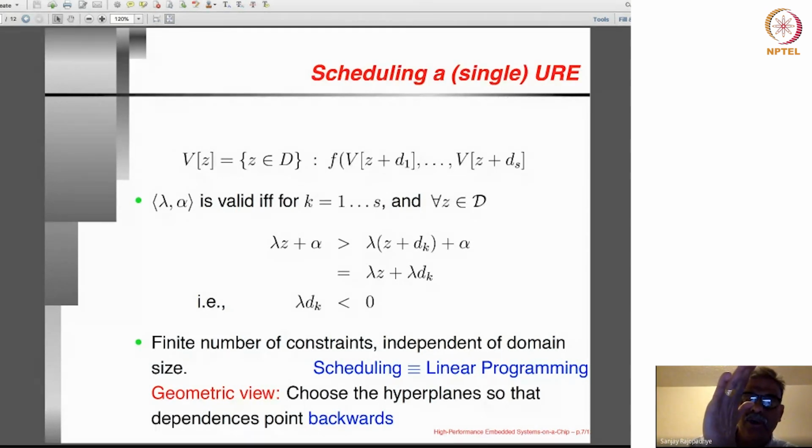Here is the hyperplane, here is its normal vector coming out. And the constraint is basically that all these dependence vectors, there are only finitely many of them, all have a negative dot product with lambda. Why? Because whatever I need must be scheduled at a strictly preceding time step. That's all.